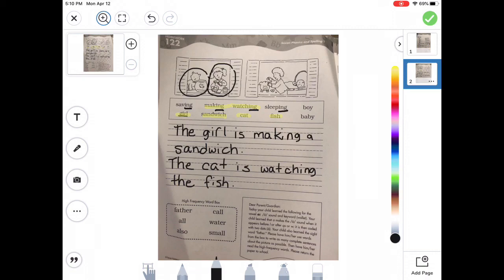All right, guys, so there's a couple words left. There's saving, sleeping, boy, and baby. So I want to see if you can make one sentence on your own with those words, all right?